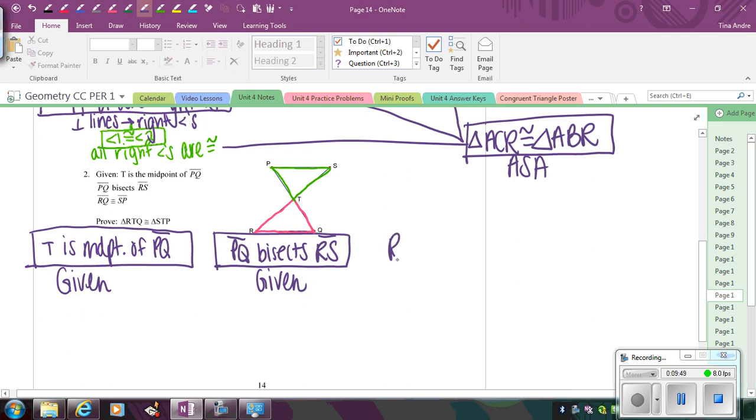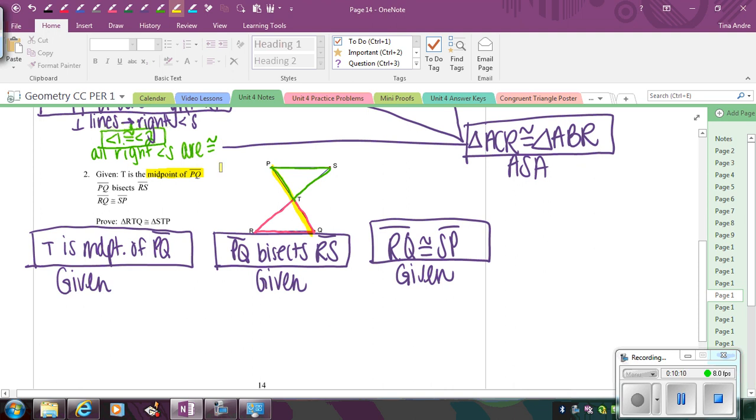And then we have RQ is congruent to SP. So I get all my givens, and now I need to label them in my picture. So it says T is the midpoint of PQ. So that means I go to PQ. So this is PQ. T is in the middle of that segment.